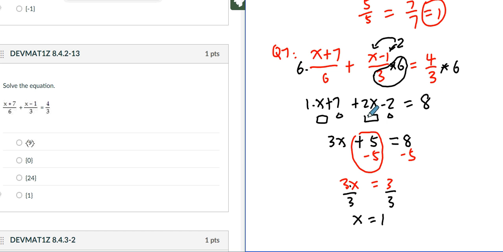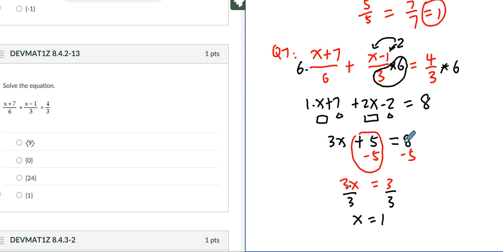Now we combine like terms. x plus 7 is actually 1 times x plus 7. And here 2x with 1x, we then got 3x. 7 minus 2, we have a 5. That's the left-hand side. Right-hand side, we take 8 down.